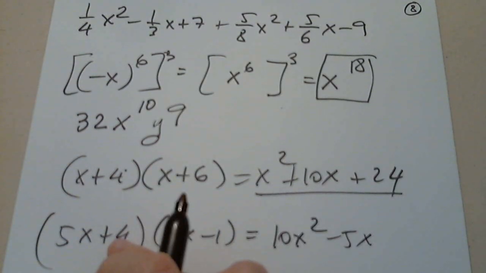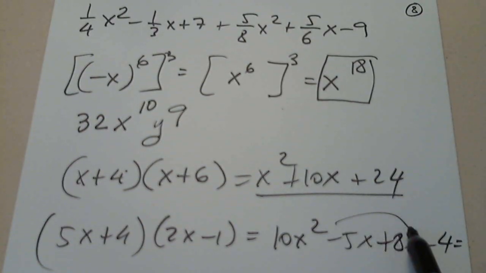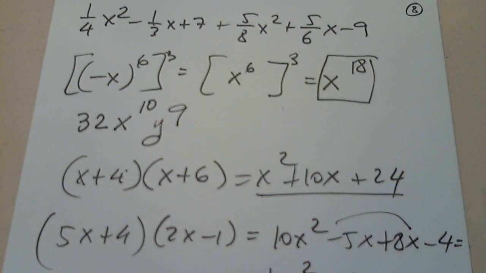5x plus 8x and minus 4. And then we have to combine like terms. So this is 10x squared plus 3x minus 4. Don't let me forget the old test. I want to look at the old test as well.